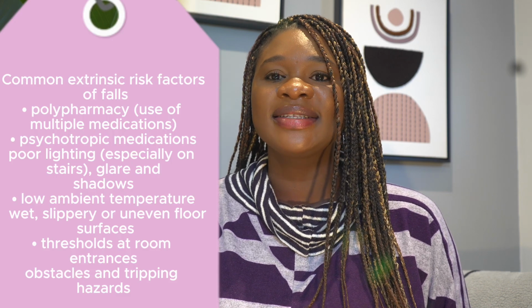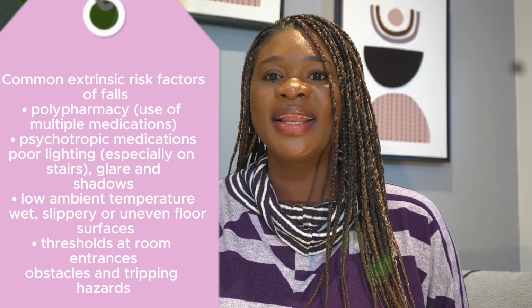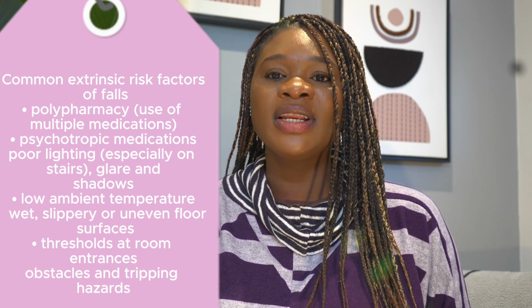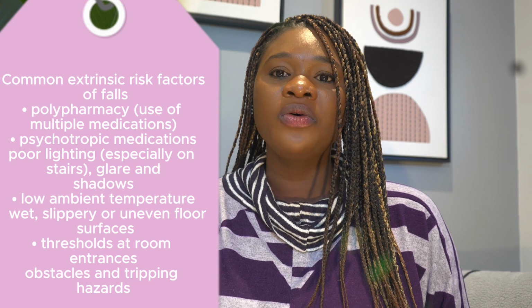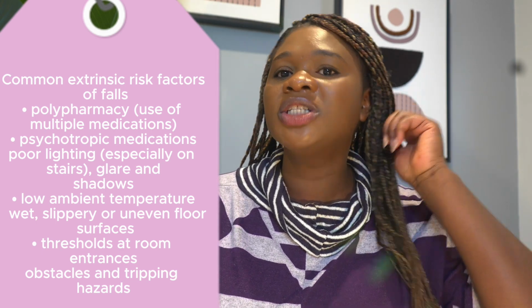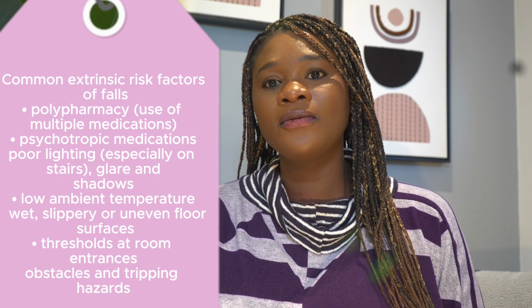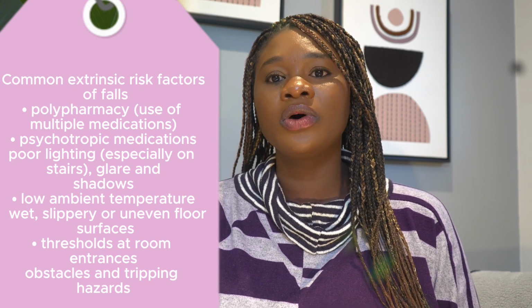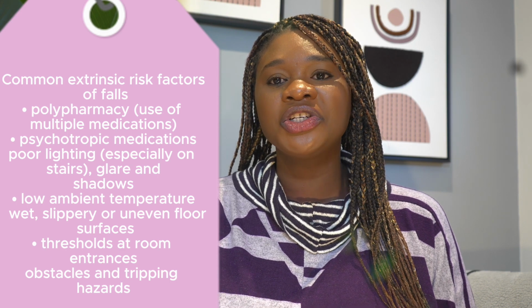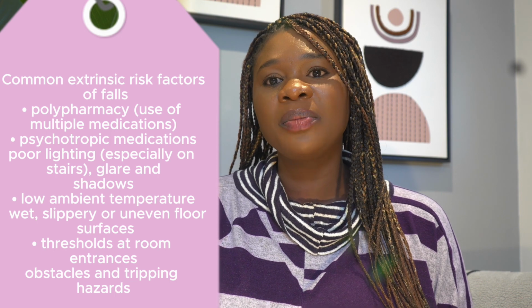Extrinsic factors are more like environmental things, like, let's say in the nursing home, how is the lighting? Is it good lighting? Is the floor even? Is there an uneven surface? When older people mobilize, they tend to hold on to furniture. So if the furniture is not stable, that becomes a risk factor for them to have a fall. If older residents are wearing shoes that are too tight or too loose, they can easily trip on something.